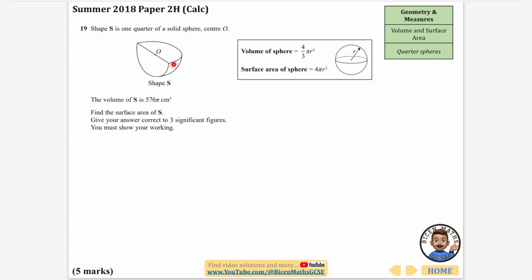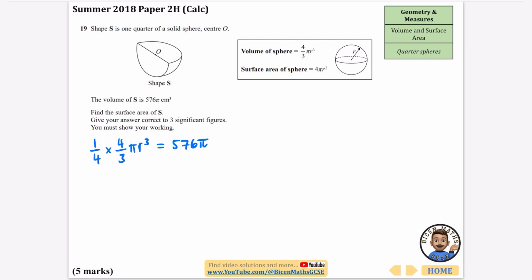So we know that this shape is going to be 1/4 of the volume of a sphere. So I'm going to say that 1/4 of the volume of a sphere, which is 4/3 pi r cubed, and they always give you these formulae for these questions, so you don't need to memorize them. So we know that this volume is going to be equal to 576 pi. Okay, we know that 1/4 of the whole sphere is 576 pi.